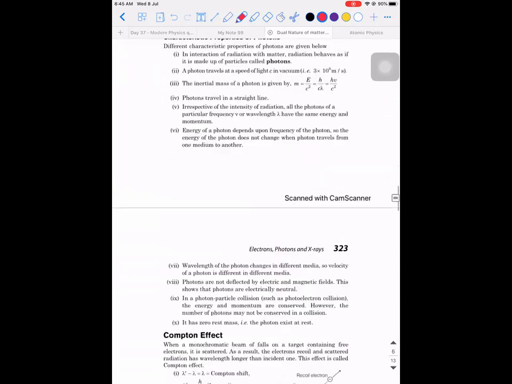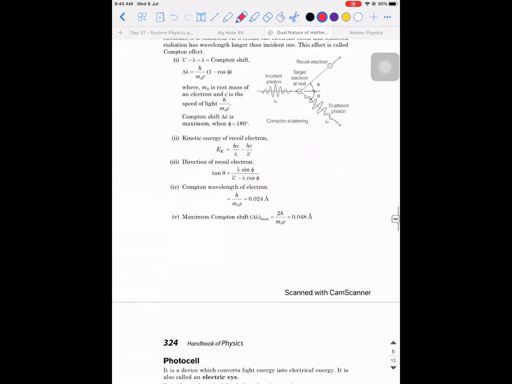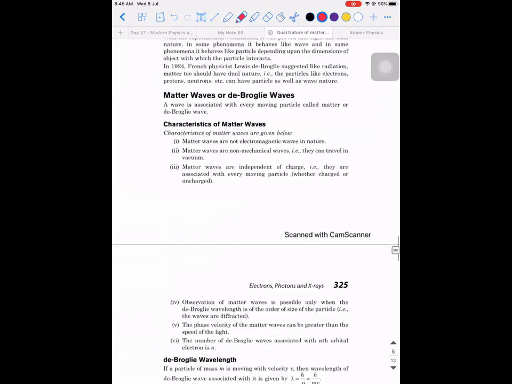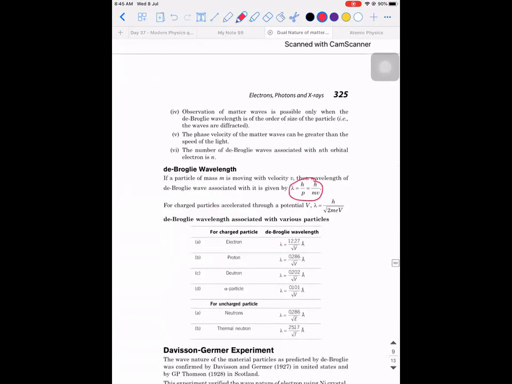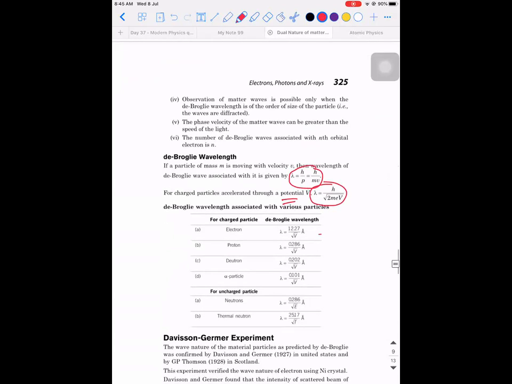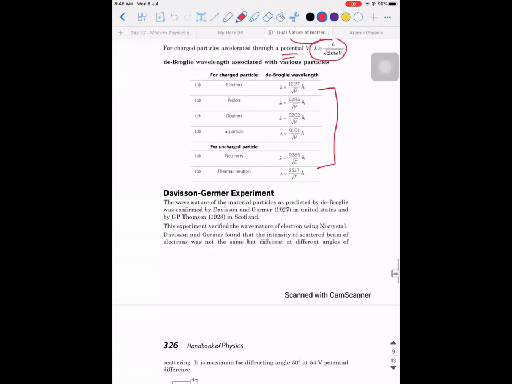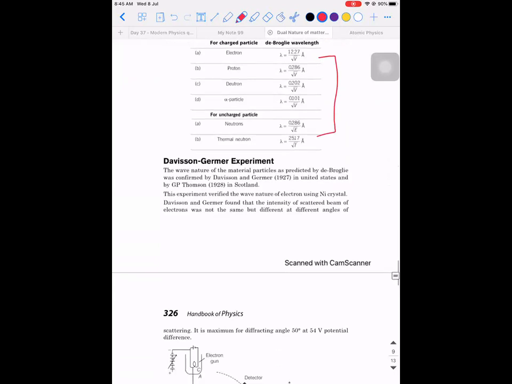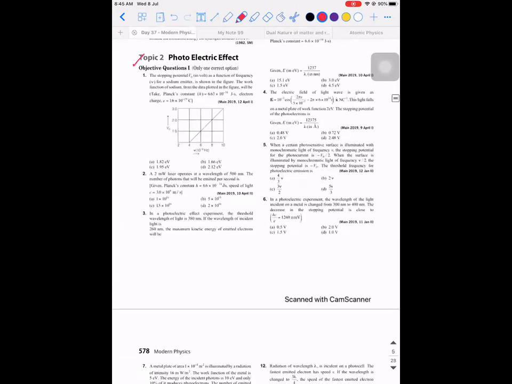Then you need to know the de Broglie wavelength. That is E is equal to hc by lambda, and lambda is equal to h divided by mv, or h divided by p, or lambda is equal to h divided by root of 2mqV for charged particles which are accelerated through a potential V. So different values are given here. You can go through it. Right. We'll do a few problems.